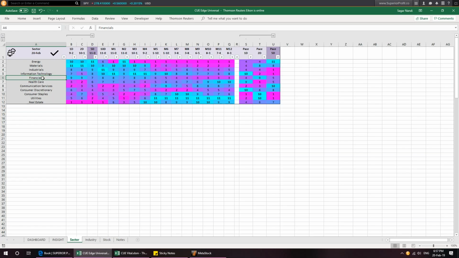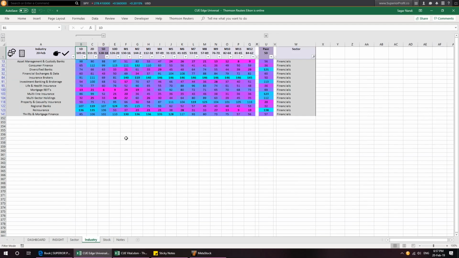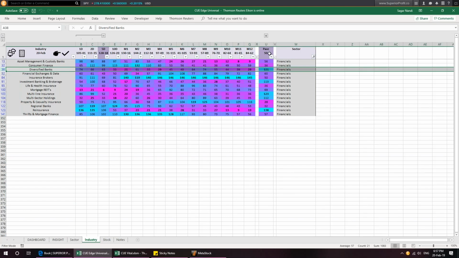Financials is accelerating. It was behind earlier, and energy has already accelerated and become strong. It was weaker earlier also. So we could be interested in financials based on acceleration. I could click the check button to drill down. Then I have all the financials industries. And I have diversified bank as one of the industries.